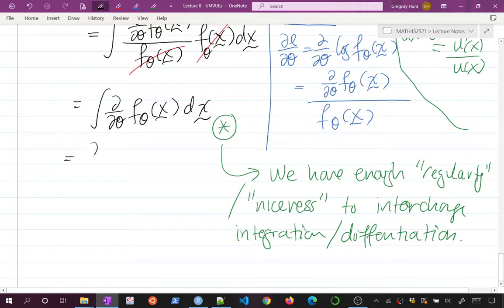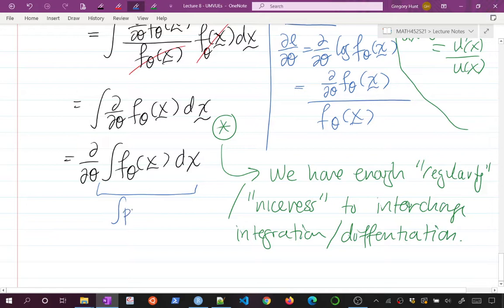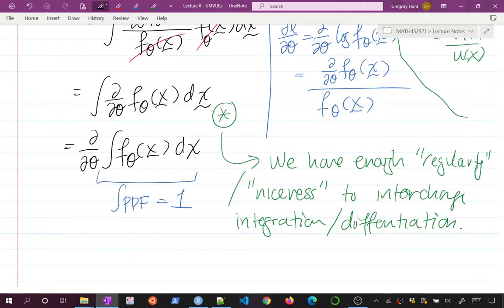If I could do that, I could instead write this as dd theta of the integral of f theta of x. Now this is just the integral of a PDF, and we know that the integral of a PDF is always 1. So what we get is the derivative with respect to theta of the number 1, and the derivative of any constant is 0.